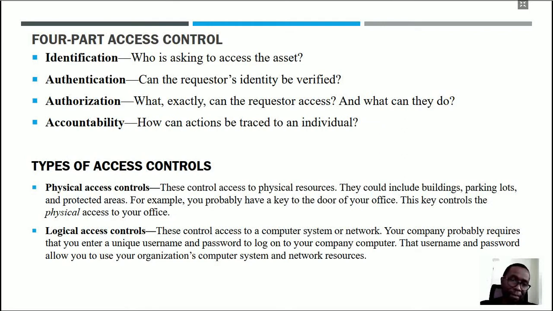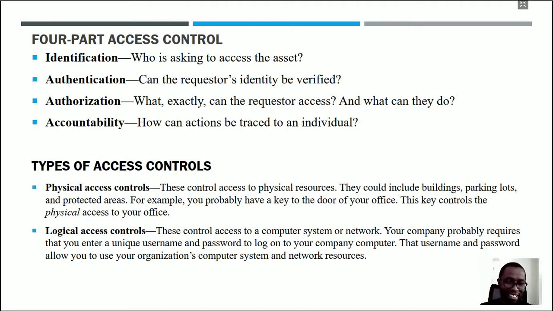Now there is a four-part access control here, which is very important. Any access control has to have these aspects in it. The first aspect is identification, second is authentication, third is authorization, and fourth is accountability. Identification asks this question: who is asking to access this asset? So somebody has to be identified. So who is it? And then authentication, can the requester's identity be verified?